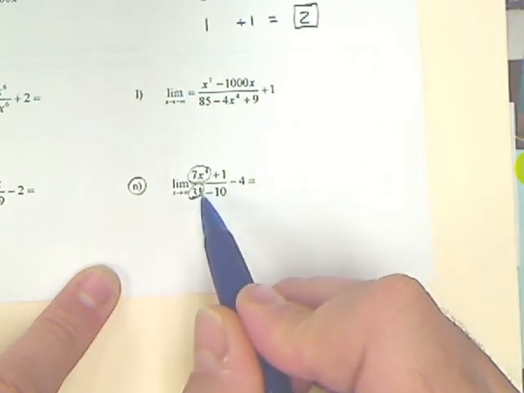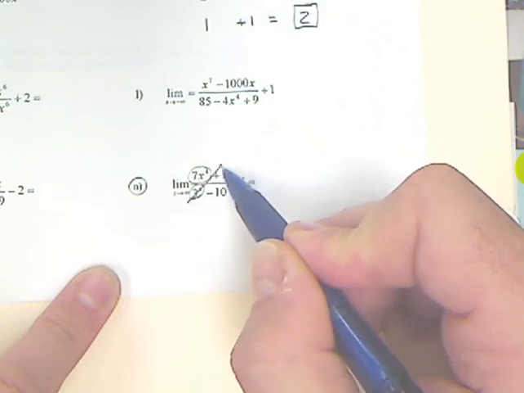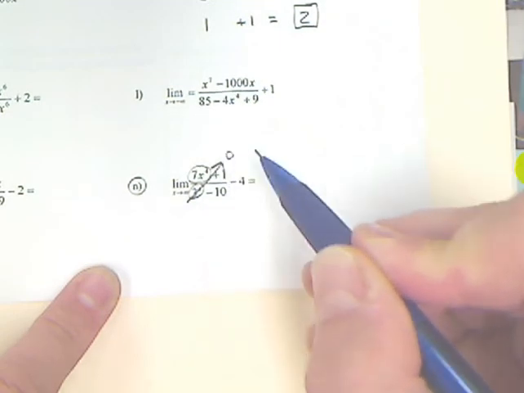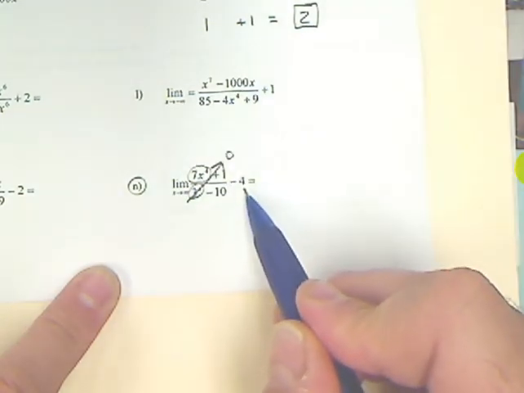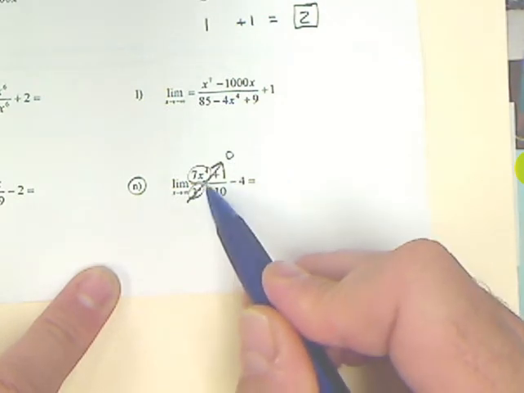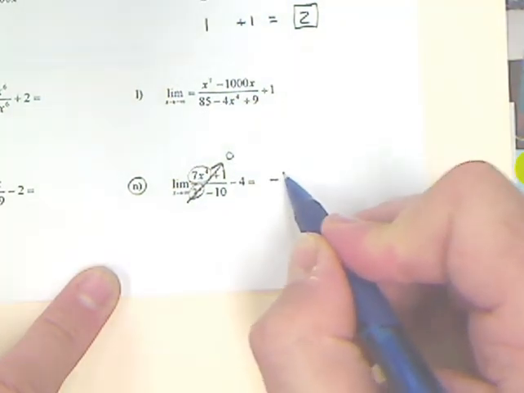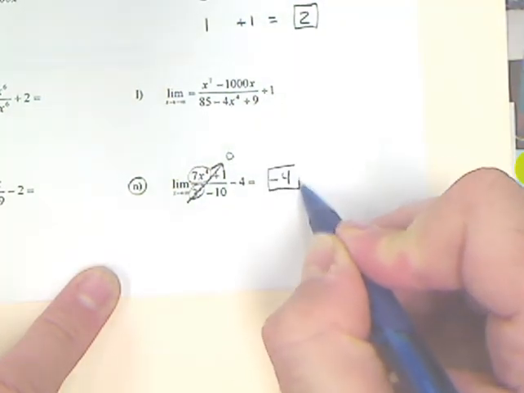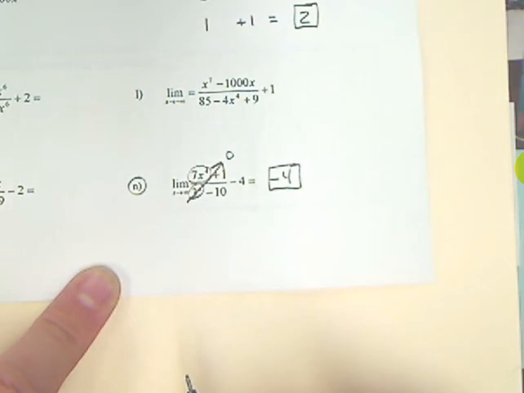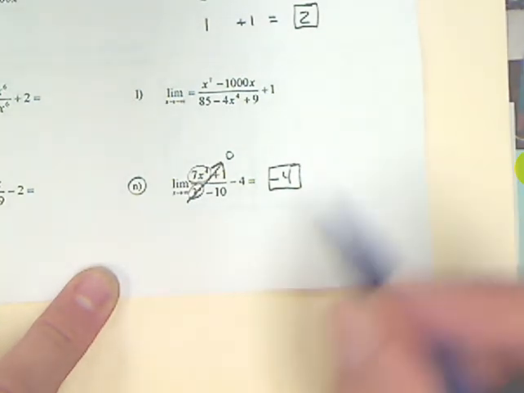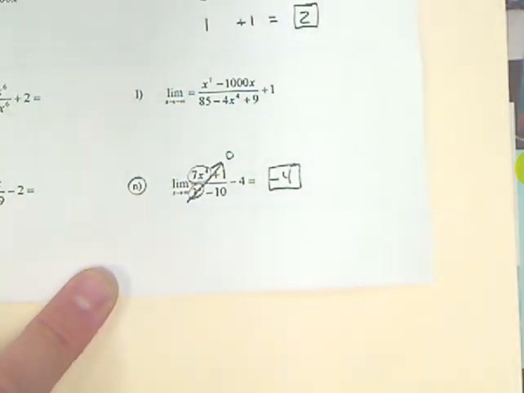When the dominant term is in the bottom, that fraction's getting closer to 0. However, we've got this extra minus 4 on there, so now we have 0 minus 4, or negative 4 is the answer. So watch out for that 3 to the x. That might pop up from time to time, and that concludes the matching dominant terms.